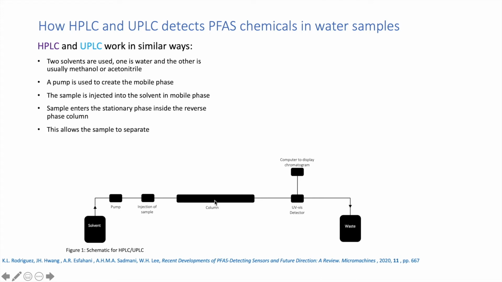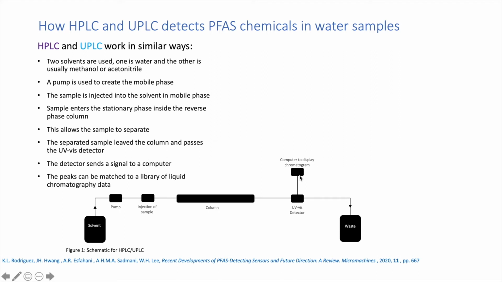The sample then separates and leaves the column and is detected by the UV-vis detector, which sends a signal to the computer to display a chromatogram, and you'll be able to analyze this and see if there's any PFAS in the water. The sample and solvent then just continue on to waste.